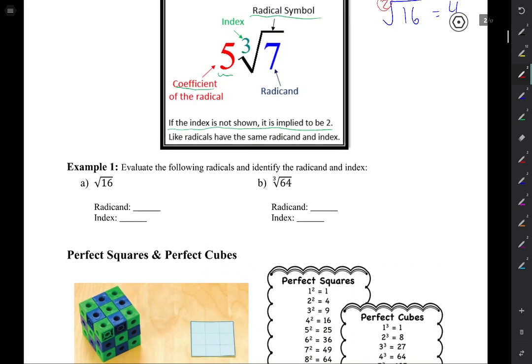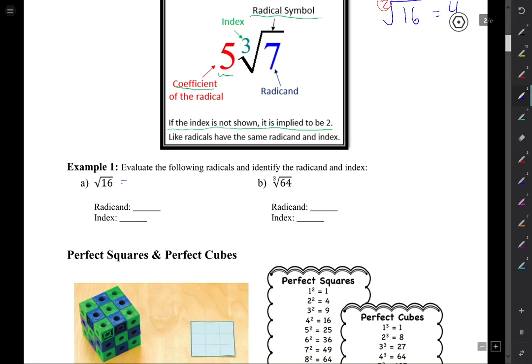So let's look at example 1. It says evaluate the following radicals and identify the radicand and the index. If we were to evaluate them, evaluate in math always means to solve. So the square root of 16, oh, we just did that up there. That's 4. And the radicand in this case, the big number underneath the symbol, is 16. And the index, that's the smaller number, is an invisible 2. So remember, if there's no index given to you, there's technically an invisible 2 there.